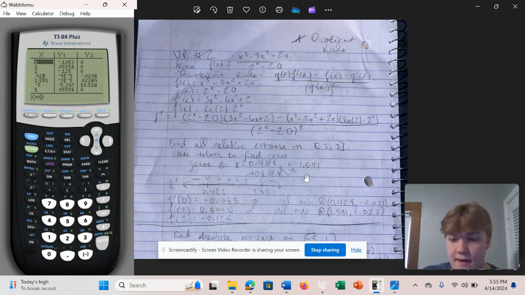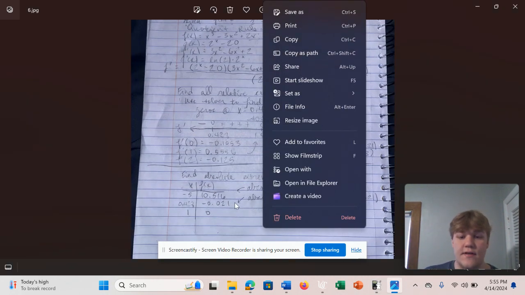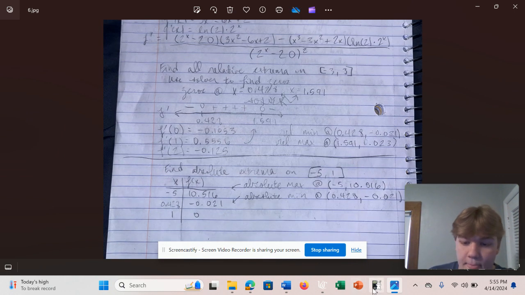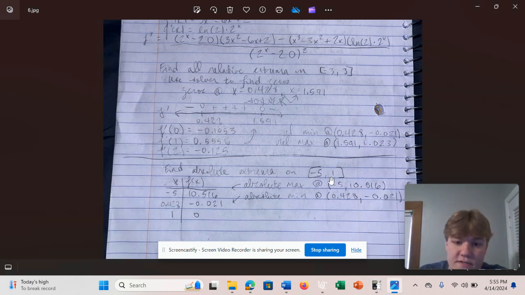So now we need to find absolute maxes and mins, which is easier if you've already done the relative ones. So this is the table that I made right here, which is in the calculator. There's negative 5, 1, and I already had 0.428. And these are the y values that it gave me for the original f function, the f of x, not the f prime. So find the highest, find the lowest.